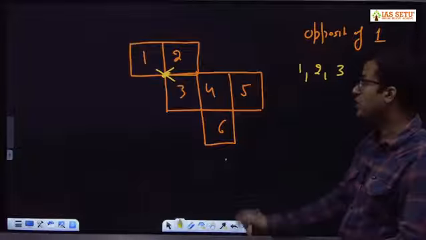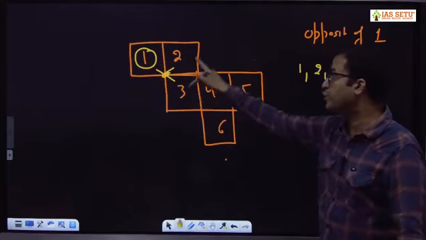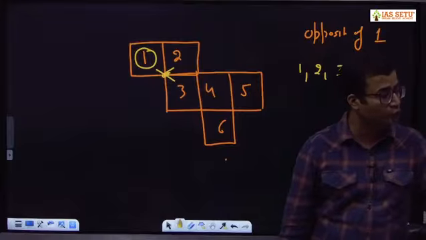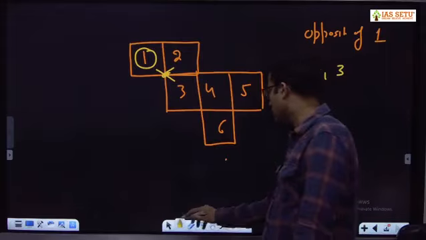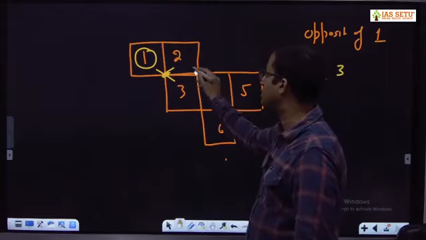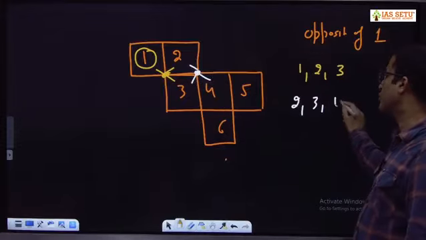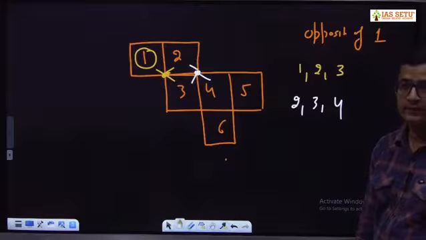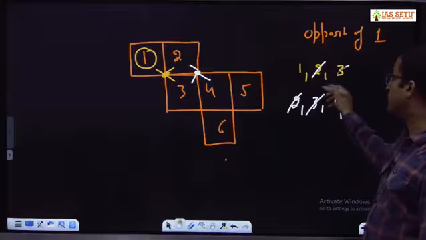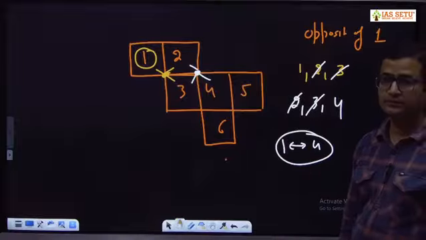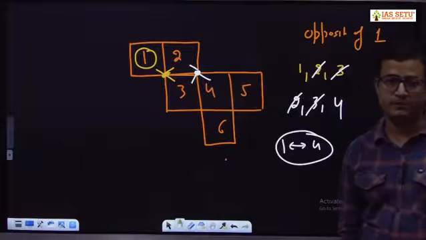What is your question? Opposite of 1. So we try to make 2 and 3 common. Can you tell me any other vertex which is common for 2 and 3? Yes. So here you can see another vertex which is common for 2 3 4. So here 2 and 2 cancel, 3 and 3 cancel. So 1 and 4 are opposite of each other. So what is opposite of 1? 4.